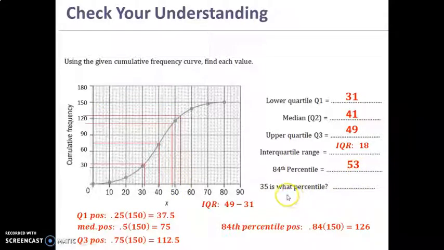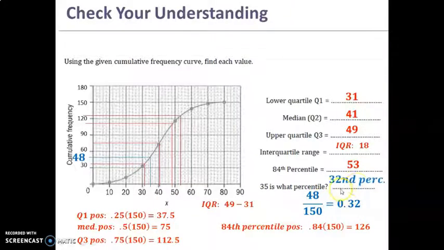Finally, 35 is what percentile? Well, we go from 35 here in the data set, go up, go across. It tells us it is data point number roughly 48. And 48 out of 150, that's what you have to do now. 48 out of 150 means we are 32%, 0.32 of the way through the data, so we're at the 32nd percentile. Pause if you need to, important stuff there.